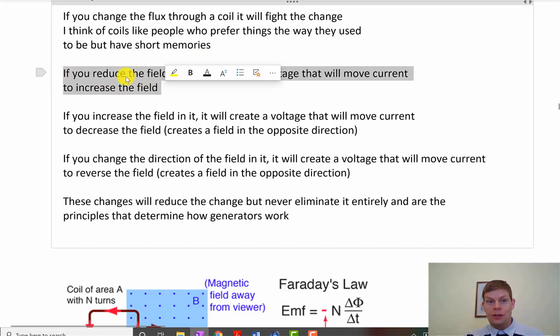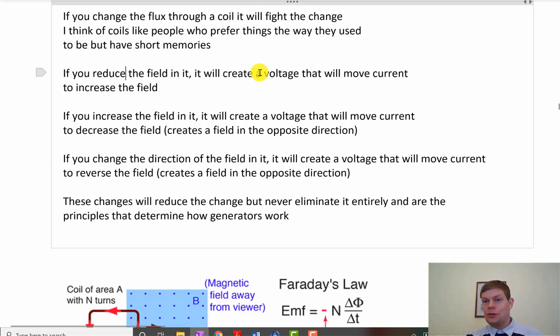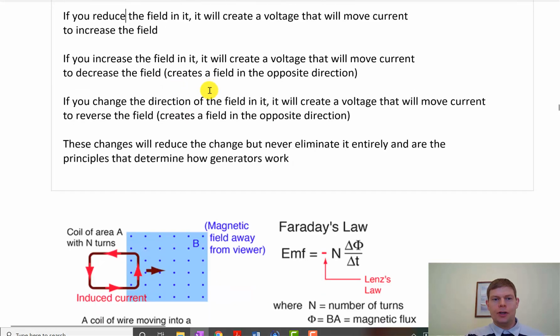So if you reduce the field in a coil, it will induce a voltage in the coil that will move current in such a way that it increases the field. You take away some of its magnetic field, and it's like, "Back in my day we had a big magnetic field through us, and that's the way we liked it." So it'll induce a voltage in itself, using the right-hand rule, that will increase the field through the center for a short time. It'll eventually get used to it, and then no voltage.